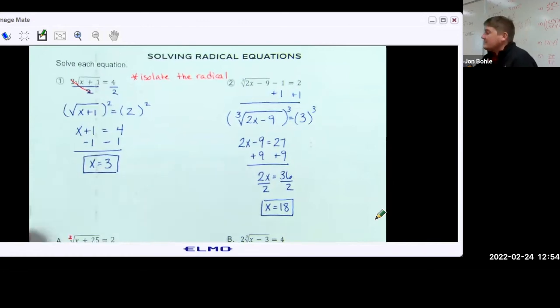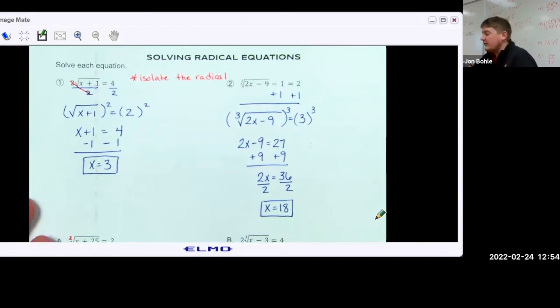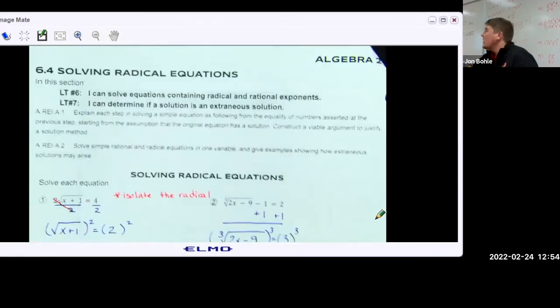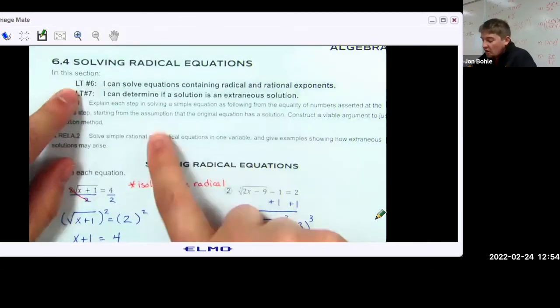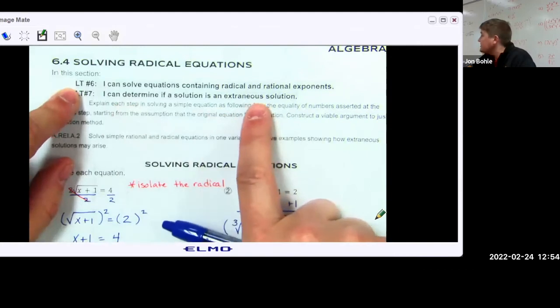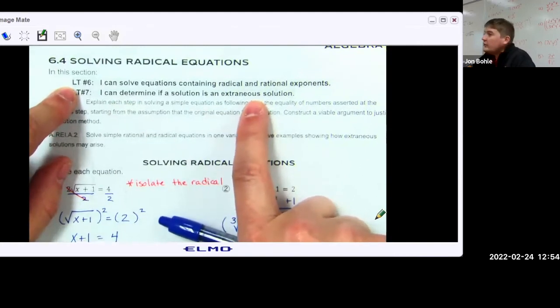That's all that matters. All right, 6-4. Let's finish this section. Okay, remember in 6-4, we have 2 learning targets, identifying extraneous solutions. That's a 1-point learning target. You either can or cannot.